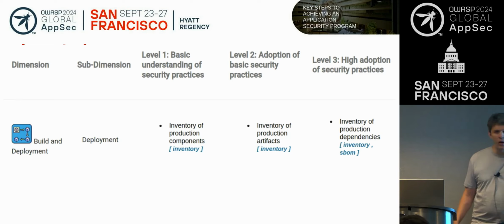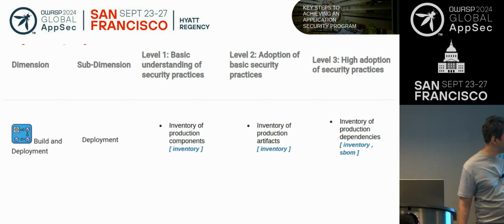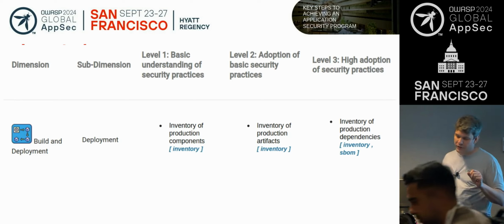You see here an inventory overview in maturity levels. This is a snapshot of the DevSecOps maturity model. You have the dimension and the subdimension. The dimension is build and deployment. The subdimension is deployment. And then you have, in this case, I just show you 3 levels. DSOMM has 5 levels. And these are the levels for how we can enhance the inventory.